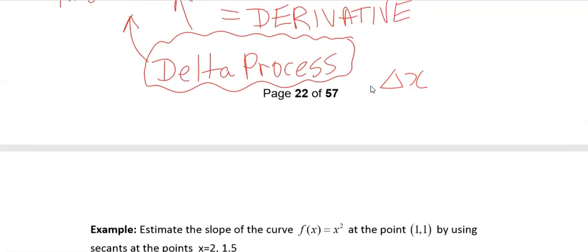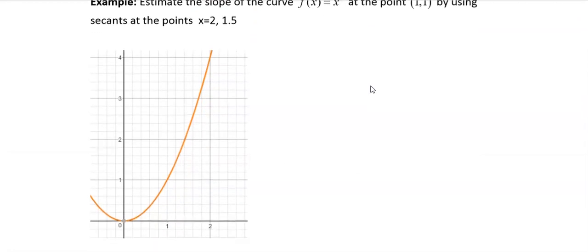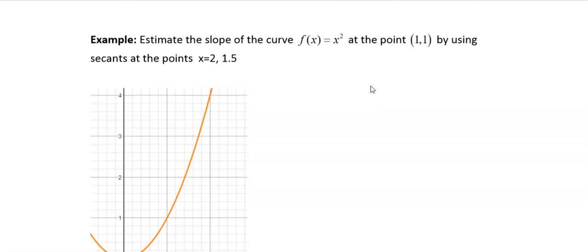Let's have a look at the example here on page 23. Now, what are they asking us to do here? Okay, here's a nice looking curve. What does the example want us to do? Estimate the slope of this curve. Okay, so f of x equals x squared.